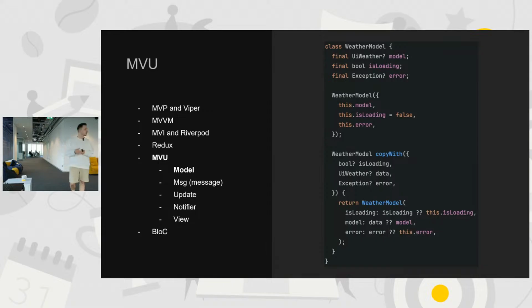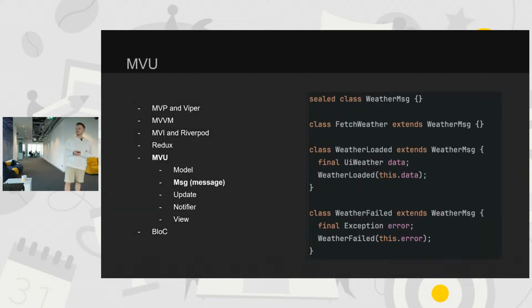So here is the model. Actually, pretty much the same as we've observed earlier. A couple of properties like loading, model, and error. And copy with methods, as usual, which we use for updating this model. There are some messages.